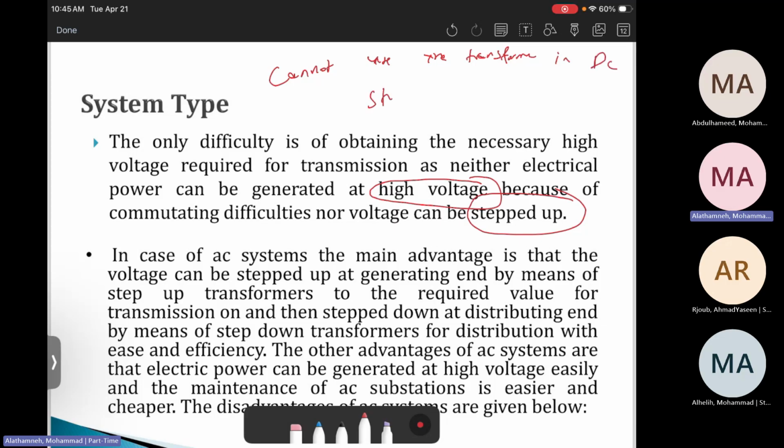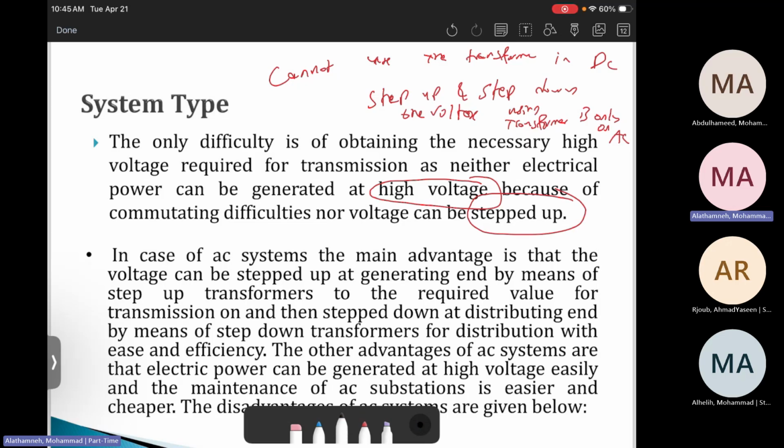I mean, stepping up and stepping down the voltage using a transformer is only possible with AC. How about DC? It's very difficult to step up or step down in DC.